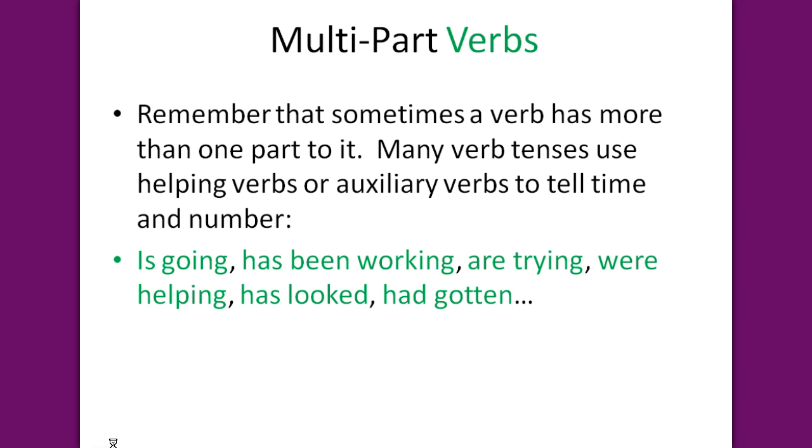Remember that verbs can have more than one part. Many verb tenses use helping verbs or auxiliary verbs or connecting verbs to tell time and number. For example, each verb between the commas is a single verb. Is going, has been working, are trying, were helping, has looked, had gotten. Each pair or set of words creates a verb phrase. When we're asking you to identify a verb, we're asking you to identify the whole verb phrase.